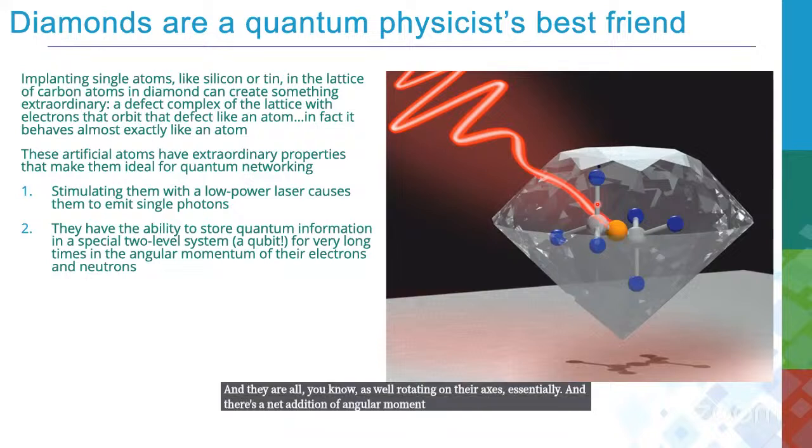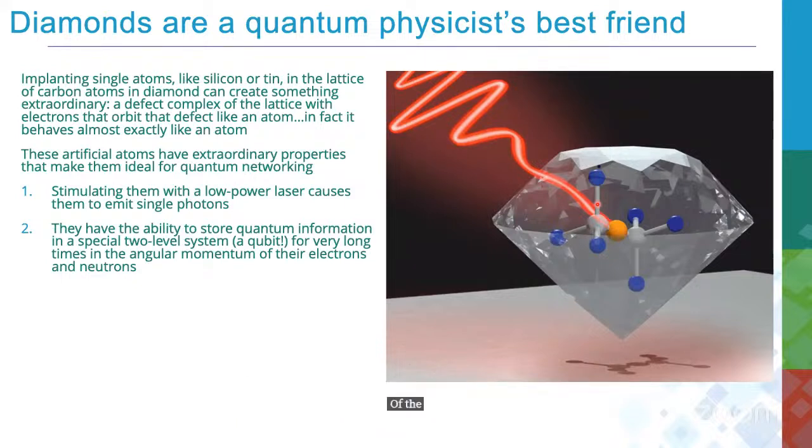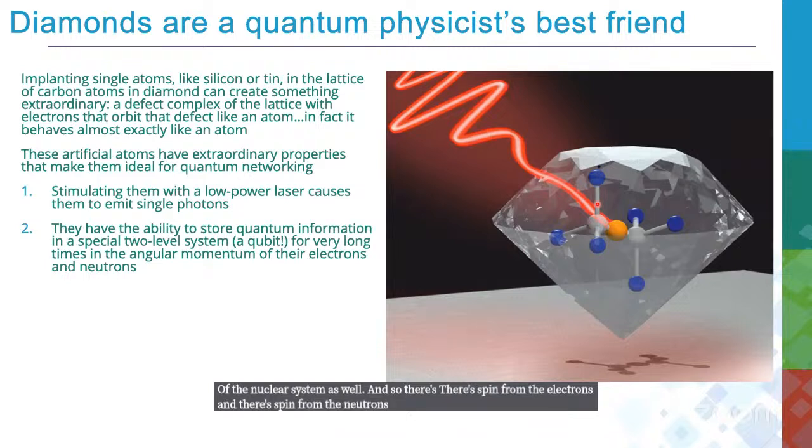Some of them point up, some of them point down, and you end up with a net angular momentum of the nuclear system as well. And so there's spin from the electrons and there's spin from the neutrons.